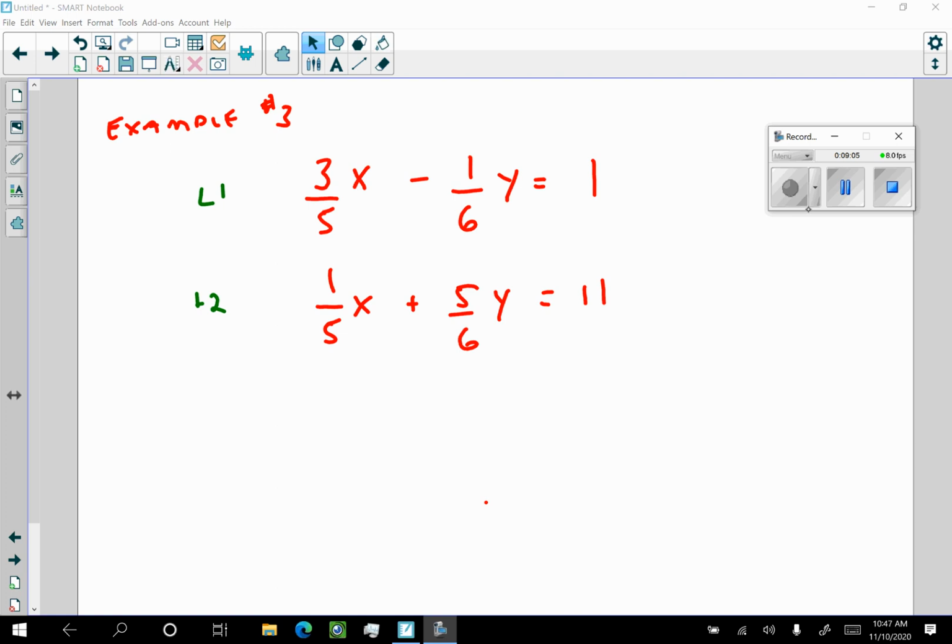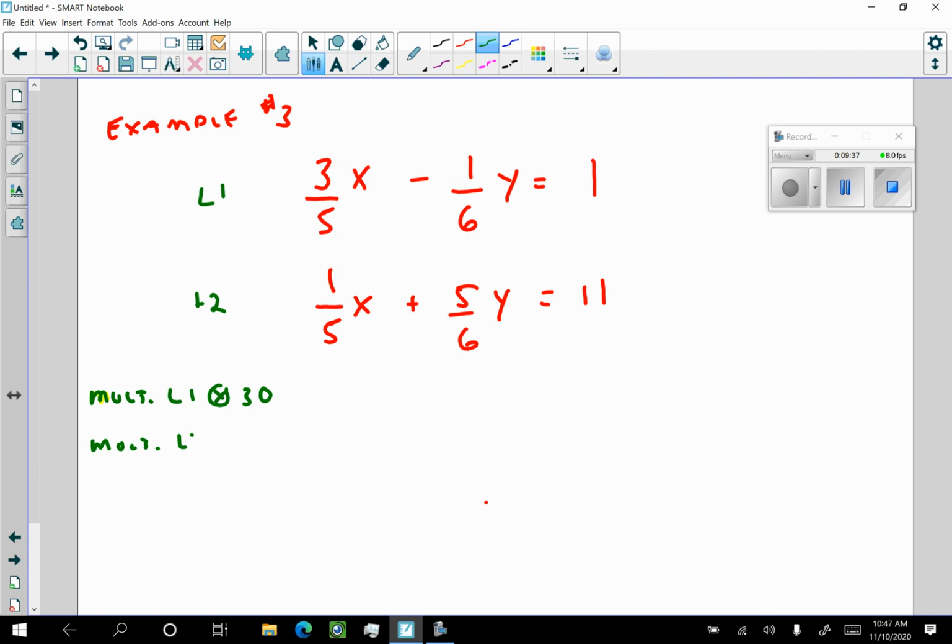So what I need to do, I accidentally paused the video. So what I need to do is first and foremost clear the fractions. So I want to get rid of those fractions. And I see I have all these denominators of 5 and 6. 30 is going to be a least common multiple of those denominators. So the first thing I'm going to do is take 30 and multiply L1 times 30. And I'm going to multiply L2 times 30 to clear those darn fractions.